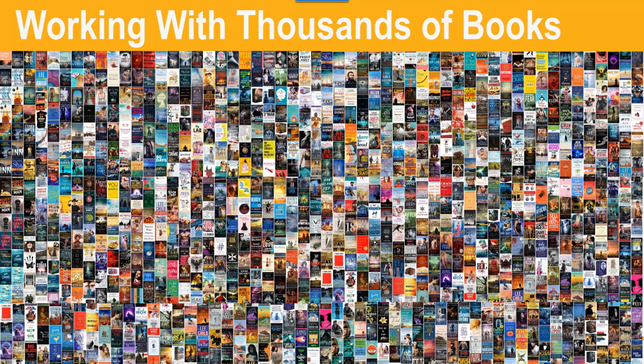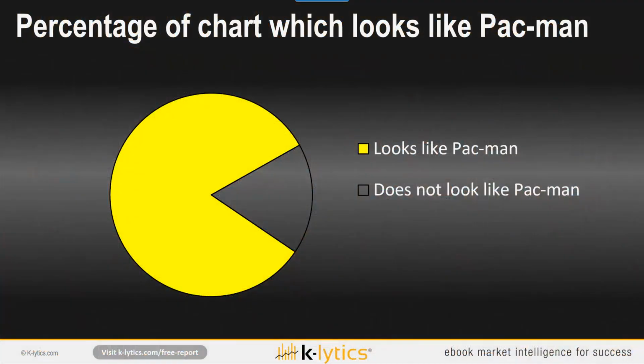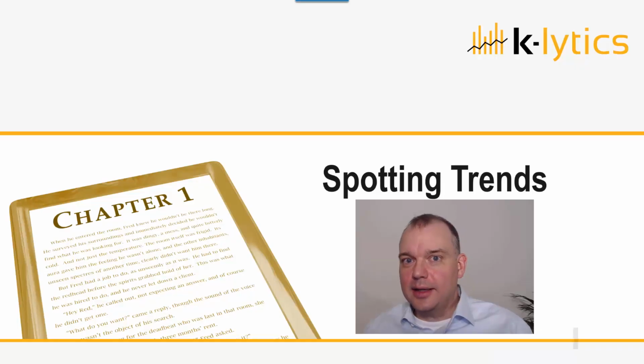Whenever we find certain patterns in the book data, we'll try to come to conclusions and present it to you in a very easy manner. So if we find a pattern that looks like Pac-Man, we try to convey the message in a very simple format. And with that, I probably destroyed pie charts for you for the rest of your life. Okay, let's dive into the first chapter of today's journey, spotting trends.